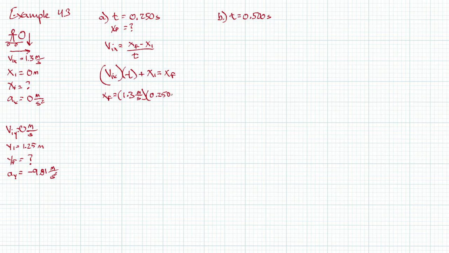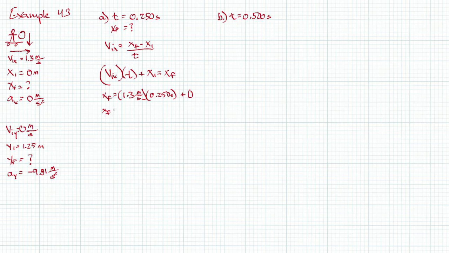0.250 seconds plus our x initial. What's our initial x position? That's 0. Okay, I'll write that in just for the heck of it, but that's not going to do anything. So now we should be able to solve for our final x position after 0.250 seconds.